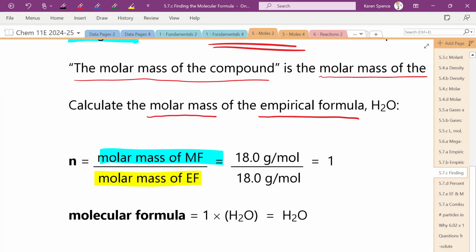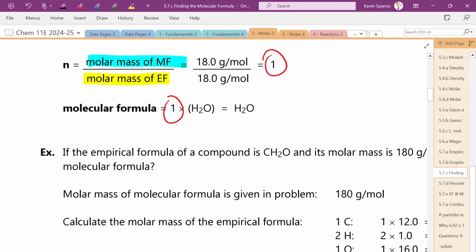So we take our molecular formula and we multiply by 1. So the molecular formula and the empirical formula are both H2O. Yes? Okay. Here's a nicer one, more exciting.